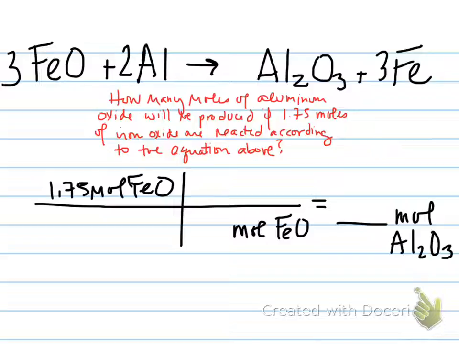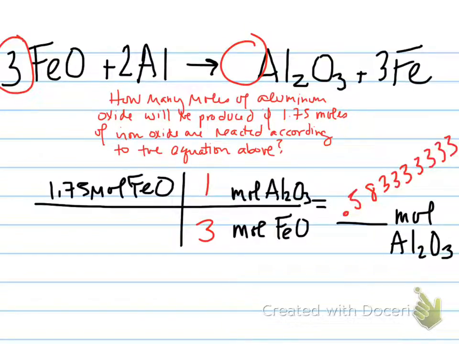Moles of aluminum oxide. Okay. Now we need to figure out what numbers we're going to put in there. And to do that, we have to go to the balanced chemical equation. So where are we getting our numbers for our ratio? Okay, what number goes on top? 1. What number goes on the bottom? 3. Okay, get a raw answer.